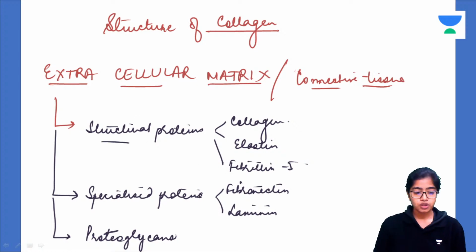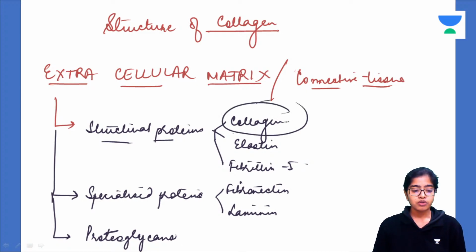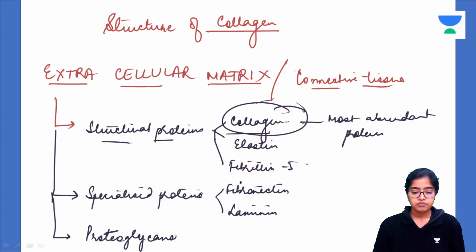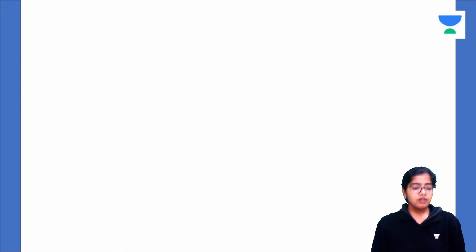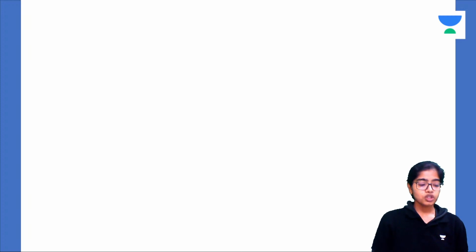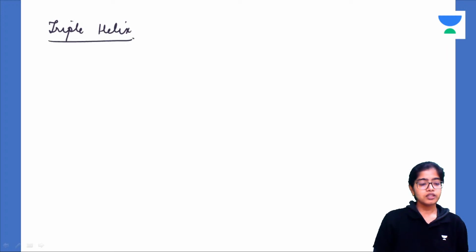It contains the structural proteins, which are collagen, elastin, and fibrillin 1. It contains the specialized proteins, which are fibronectin and laminin. And the third part is the proteoglycan. Now, out of these, we are going to read about collagen here. Collagen is the most abundant protein in the human body. Now the structure of collagen is a triple helix. If you have to describe it in a short phrase, it is a triple helix.